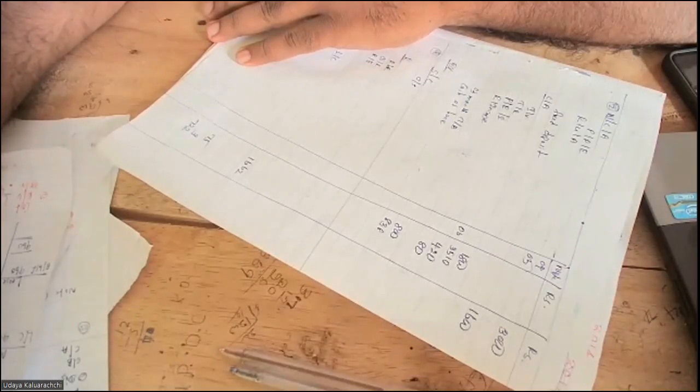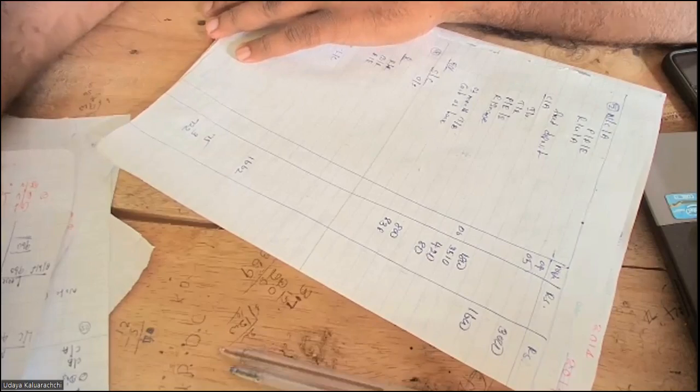Then fixed deposits, 10% interest per annum, opened on 1st of October 2013.